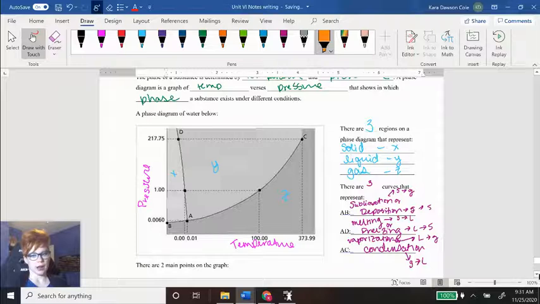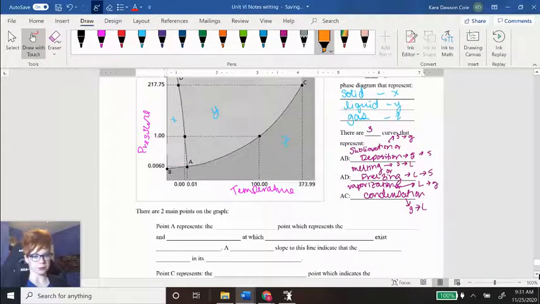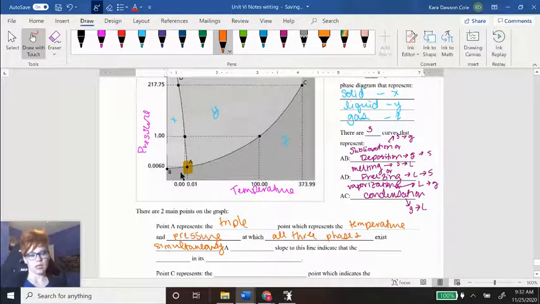On the graph that you need to be aware of, point A, right here in the center, where the 2 lines kind of hit one another, is the triple point. This represents the temperature and pressure at which all 3 phases simultaneously exist. So if you could hit this point, water would be both a solid, liquid, and gas at that point.